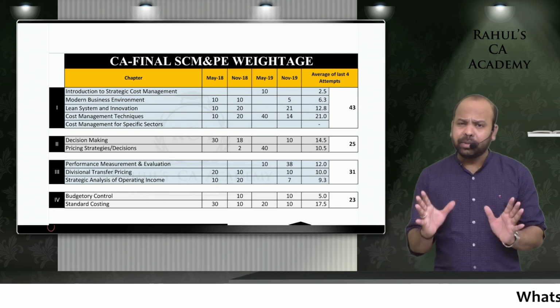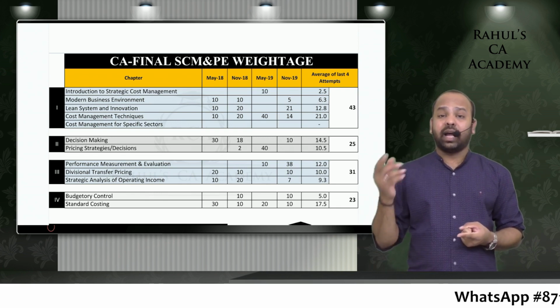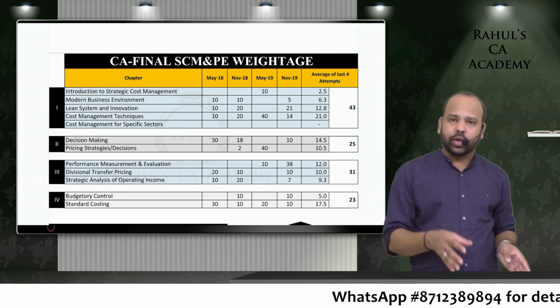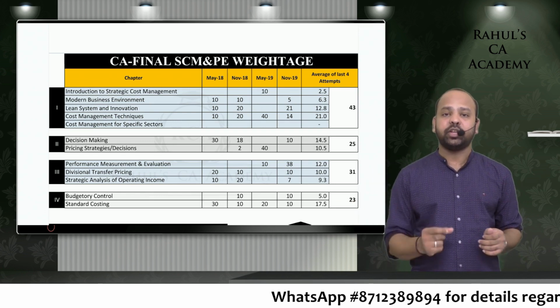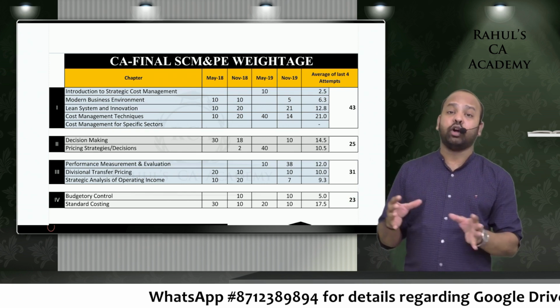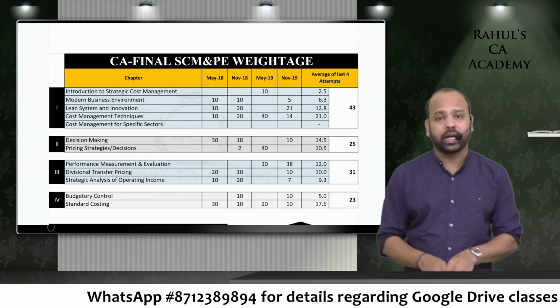So simple procedure: read the requirement first, try recollecting whatever you've learned in relation to that, what are the side headings, then go to the question and start relating each piece of information to those side headings, and then see if there are any minute calculations required for your decision, for your recommendation. That is how you attempt it.